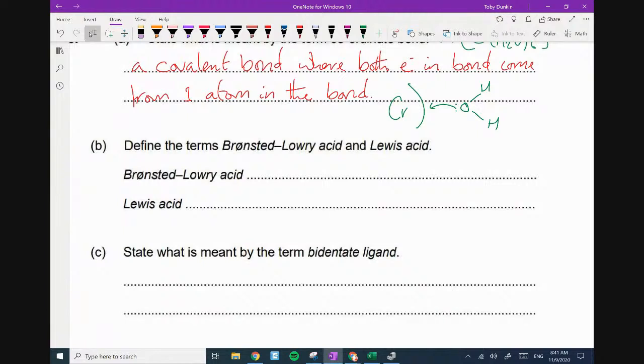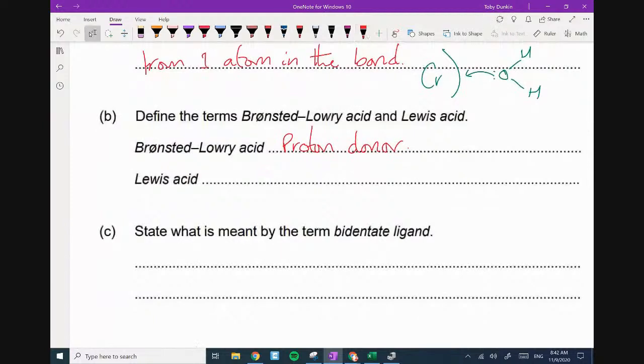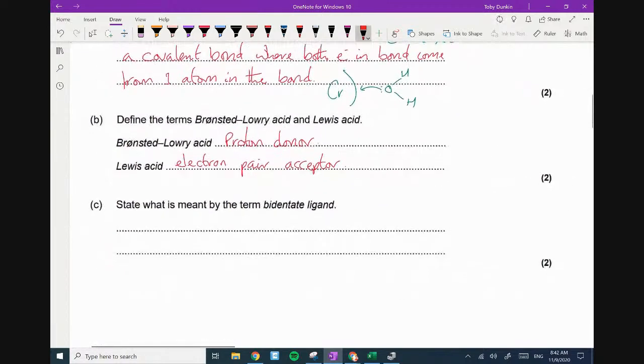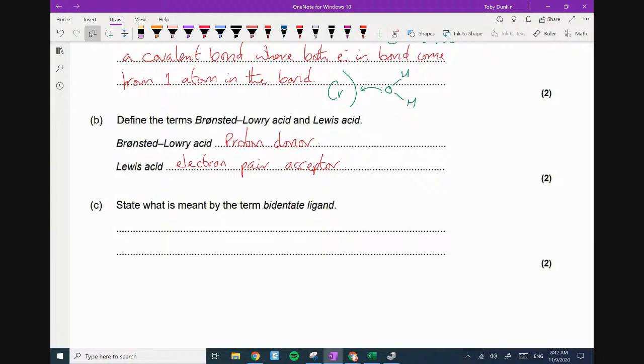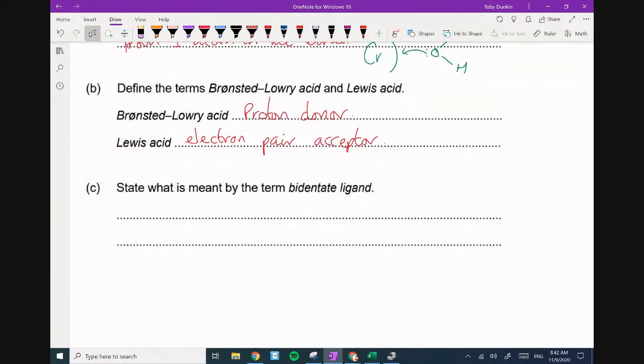Define the term Bronsted-Lowry acid and Lewis acid. Okay, switch back to red. A Bronsted-Lowry acid is a proton donor. Whereas a Lewis acid is an electron pair acceptor. The reason why that's so important is because during ligand substitution, the transition metal is acting as a Lewis acid. Bear that in mind.